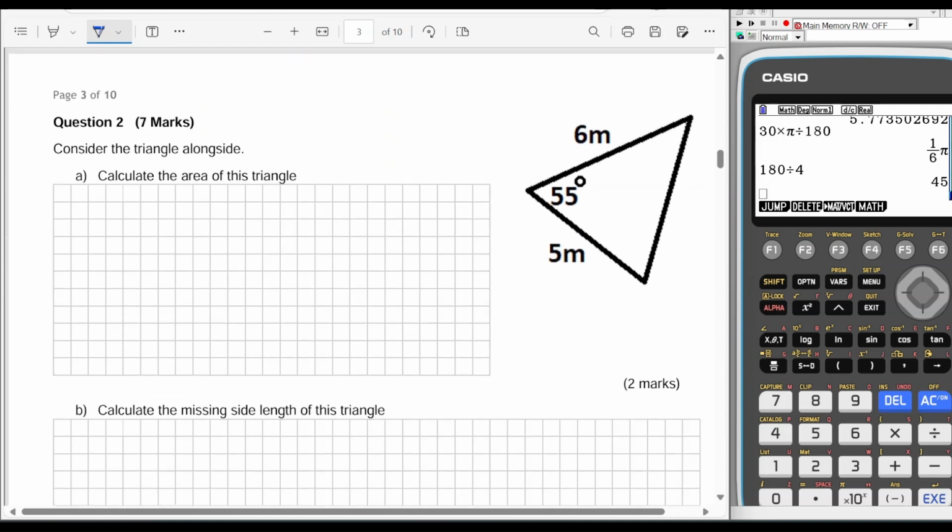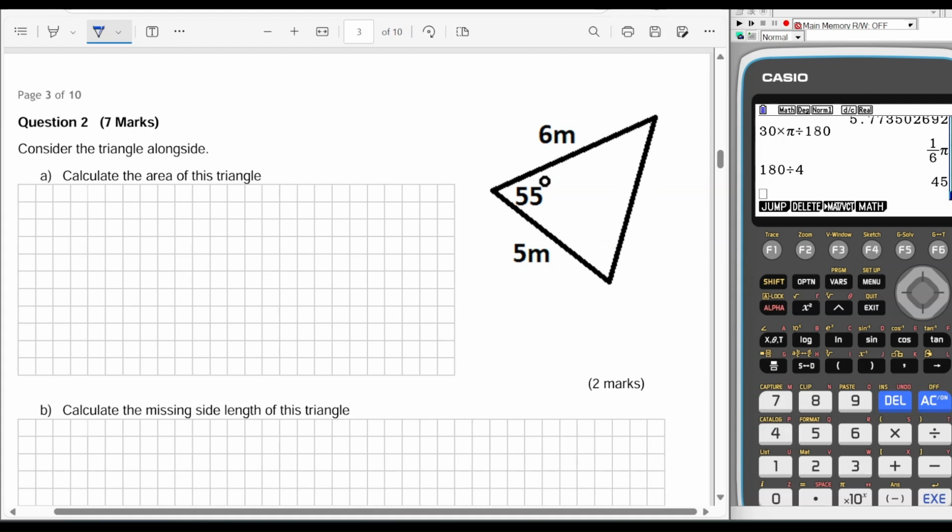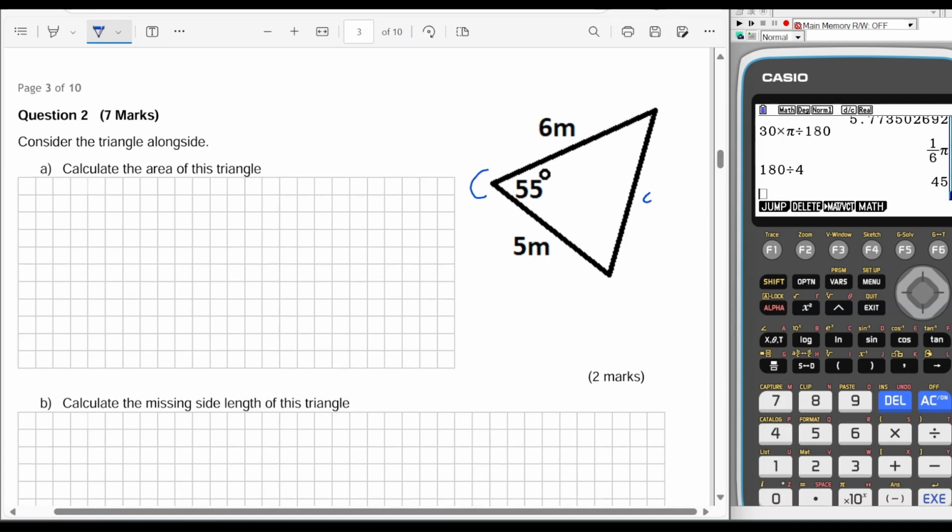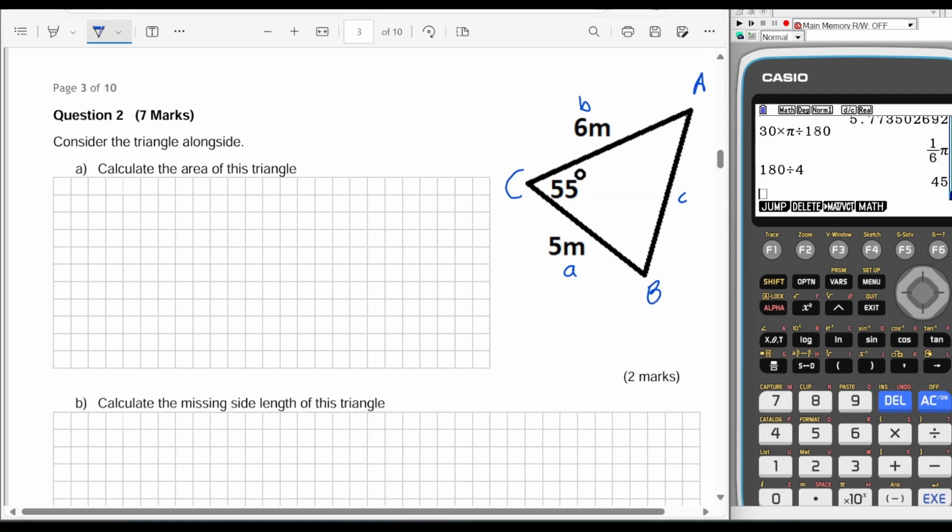Next, we've got a triangle here. So let's start by labeling it. So let's label this angle here as big C, and then that side's going to be a little c across from there. We can label this one as A and B, and then if we want, big A is across there and big B is across there.